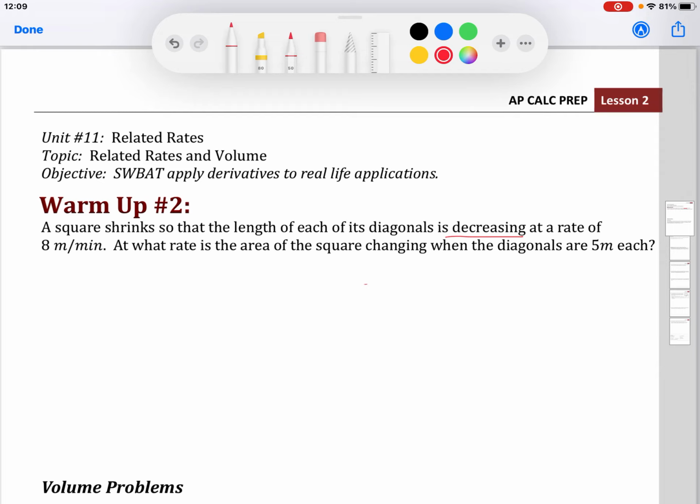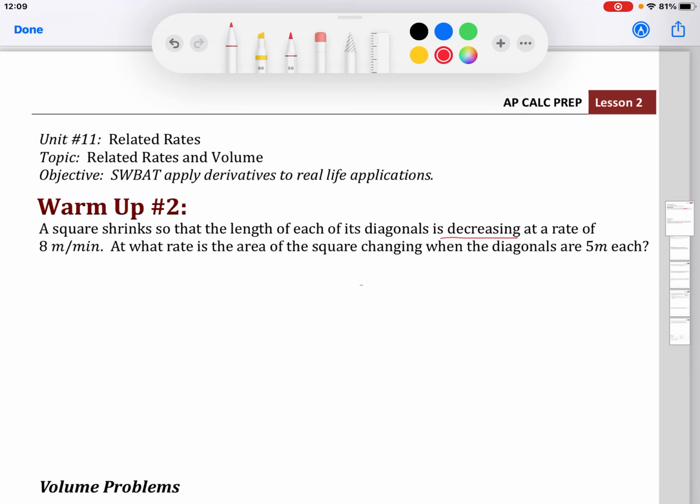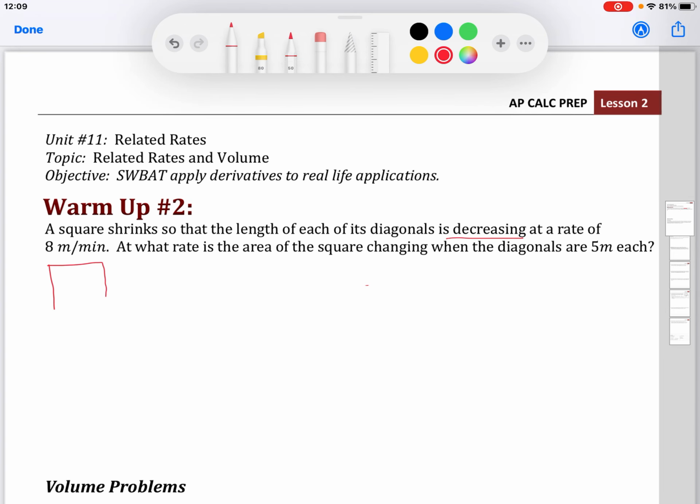The warm-up says a square shrinks so that the length of its diagonal is decreasing at a rate of 8 meters per minute. So you have a square. Let's sketch a square, right? All sides in a square are equal. That's my diagonal. And the rate of change at which the diagonal is decreasing, so let's call lowercase d, dd/dt, is what? 8 meters per minute. But wait a minute, it said decreasing, right?